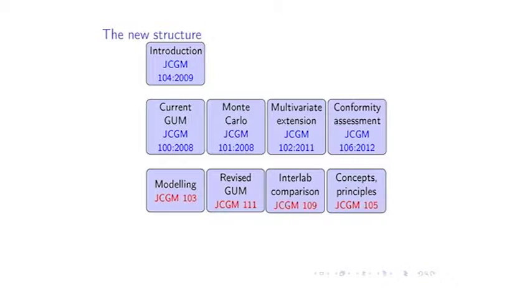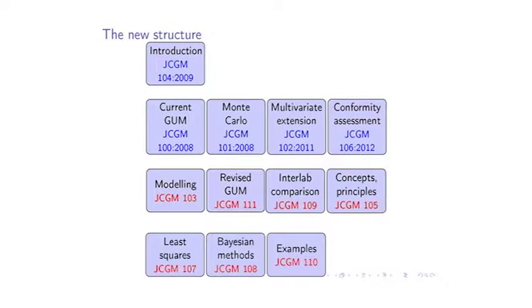There's going to be a document on interlaboratory comparison. There's going to be an underpinning document explaining the concepts and the principles, particularly the Bayesian concepts. Finally, there's going to be a document on least squares, and Jesus has informed me in the car on the way here that that's a document that is needed. There's going to be a document on Bayesian methods in general, and there's going to be an examples document.